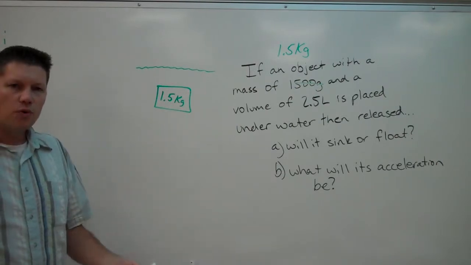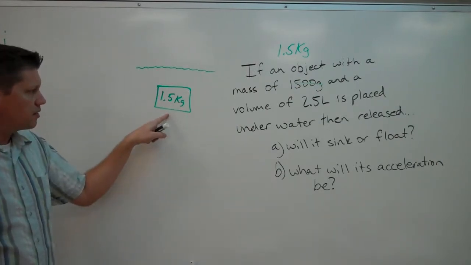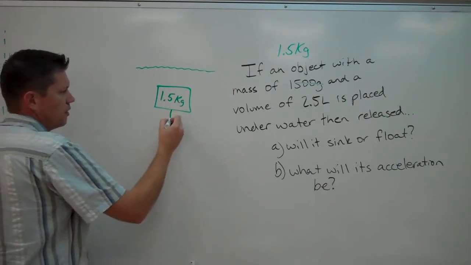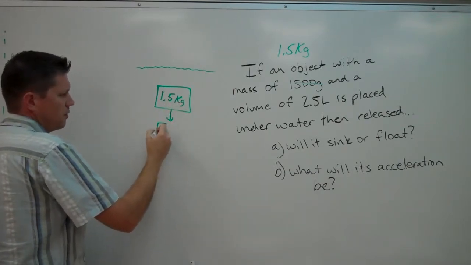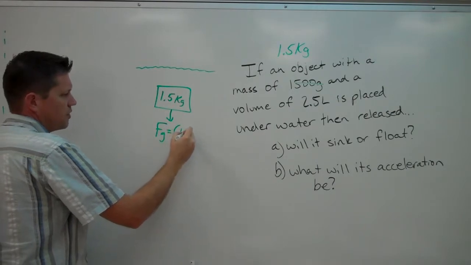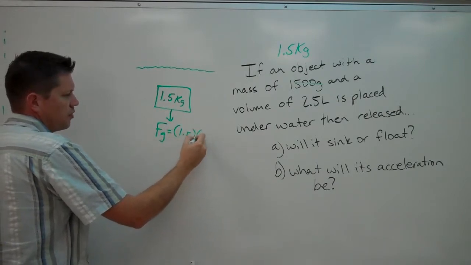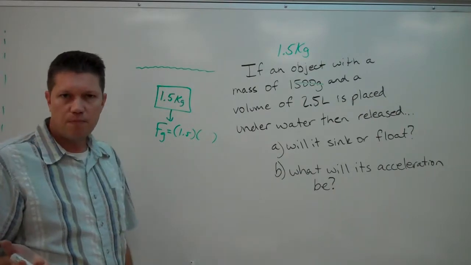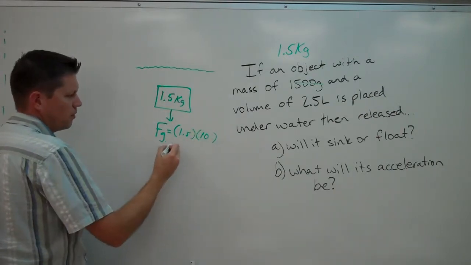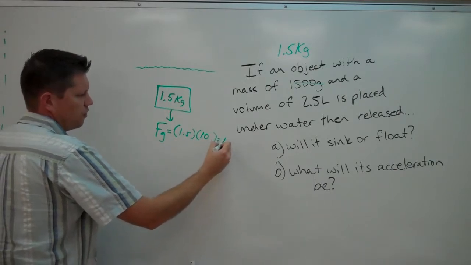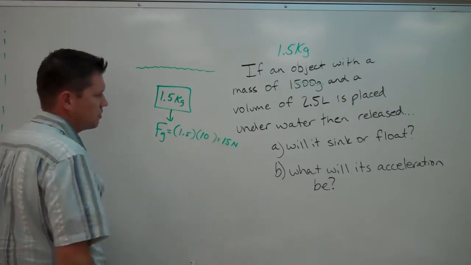We need to decide what forces are acting on this object. Well, we know that there's a force pulling down due to gravity, Fg. And remember, that is your mass, 1.5, times gravity. Normally it's 9.8. But to keep things simple, let's use 10. So, the downward force, or gravitational force, is 15 newtons.